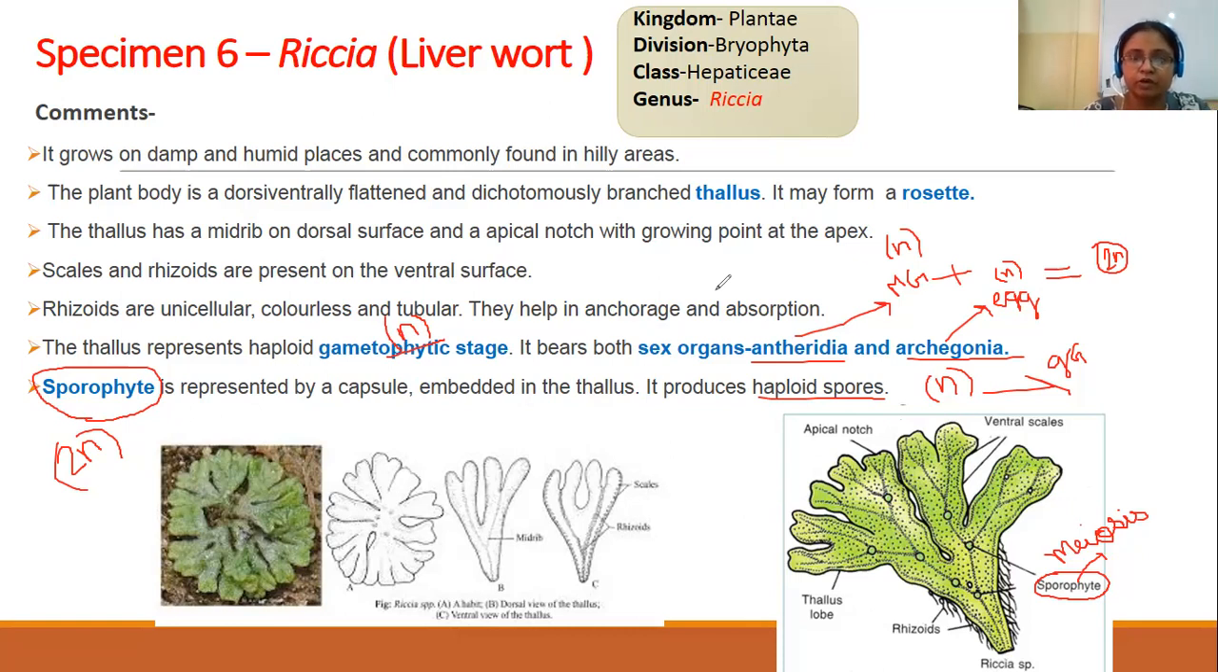Fine. Now I will show you, we have the model of it. So here you can see, this is a liverwort. This is the model of the liverwort that we have in our lab. Fine. So if this comes in the exam, you have to identify it and you have to comment upon it. Fine. So now moving on to the next specimen.